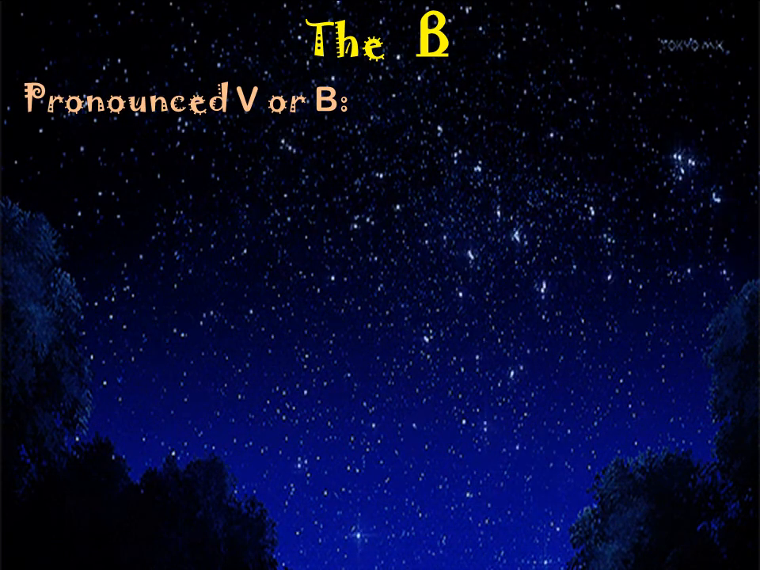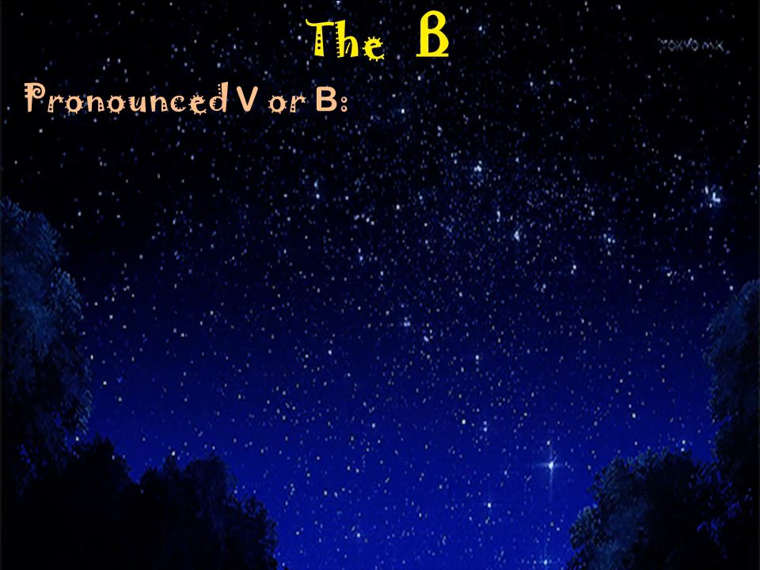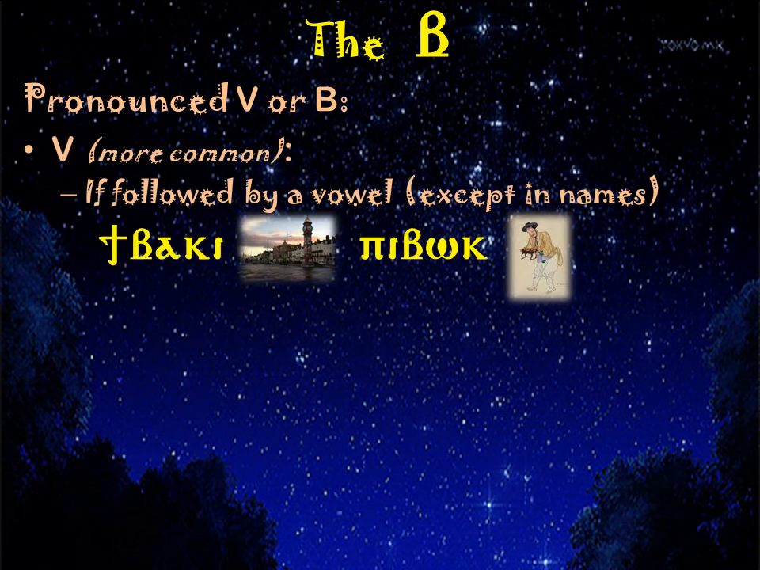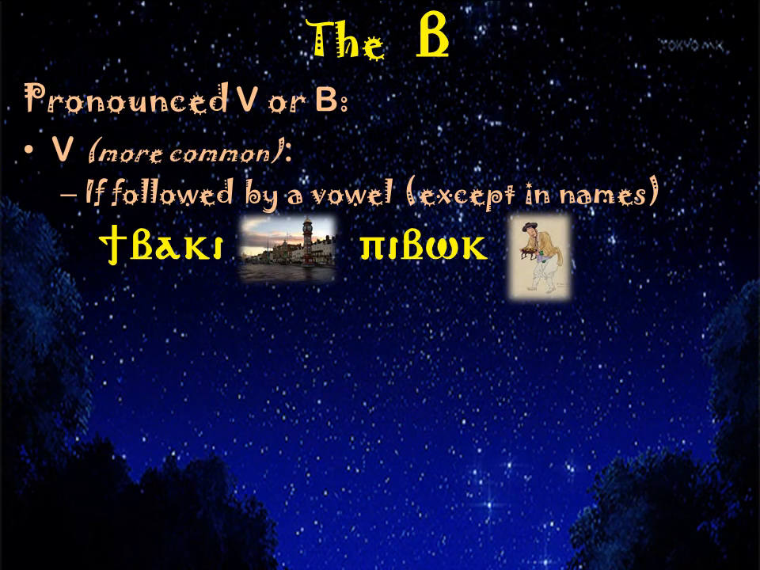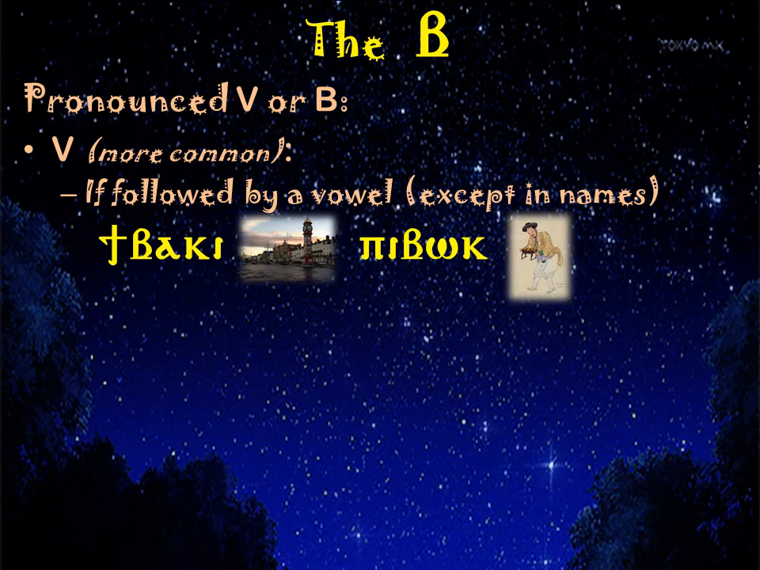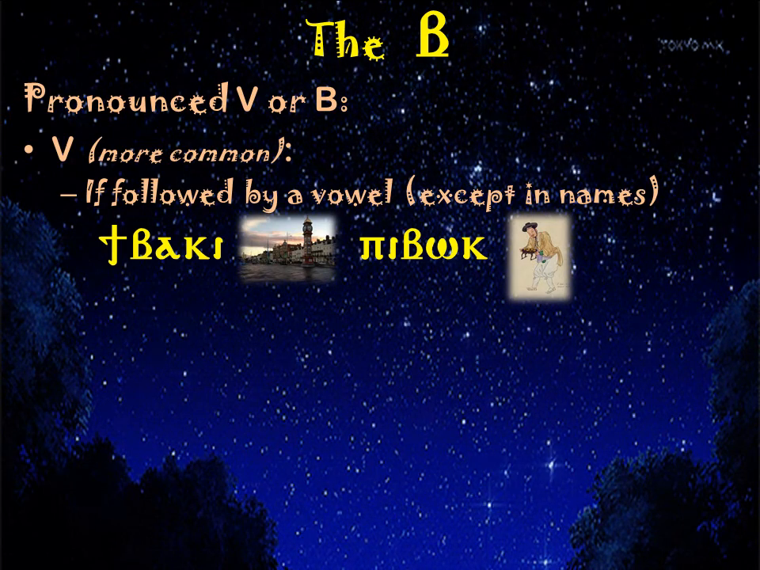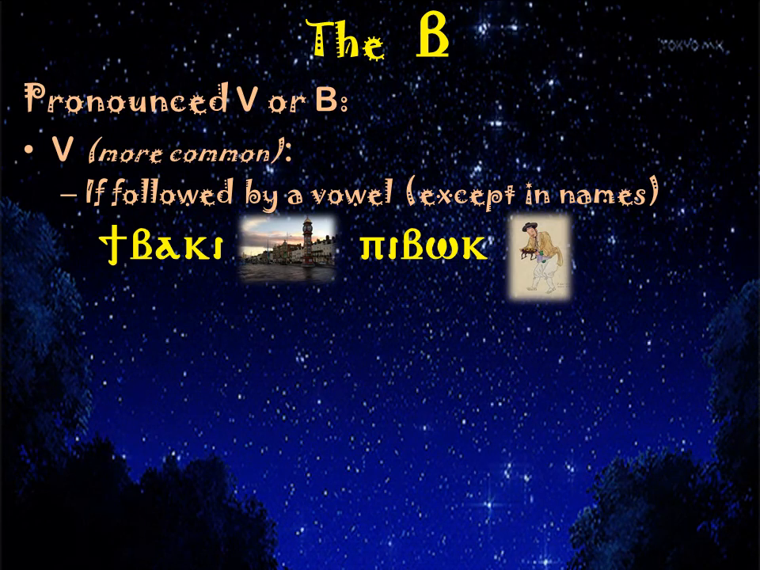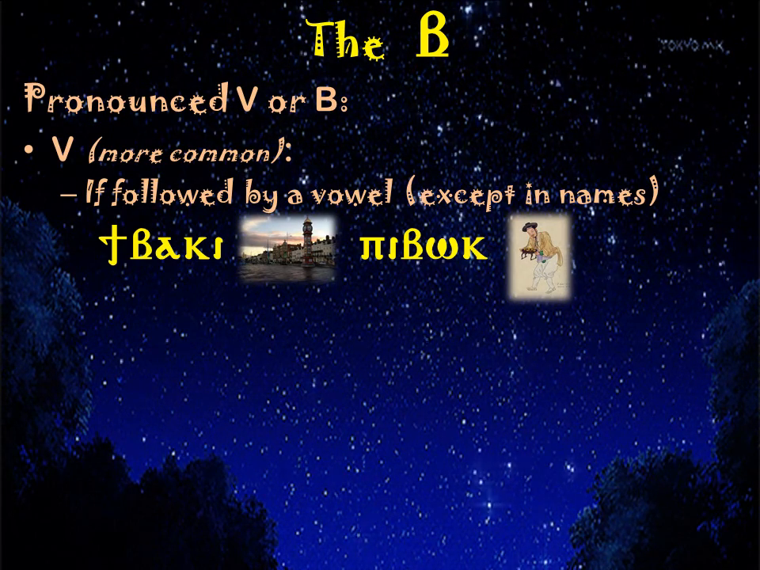So what's the rule behind this? Again, it's a simple rule. Okay, so it's more commonly pronounced as a V if it is followed by a vowel. All right, except in names. Okay, I know it's a bit confusing, but we'll go through it. All right, like in most words, you will find the consonants are followed by vowels generally.